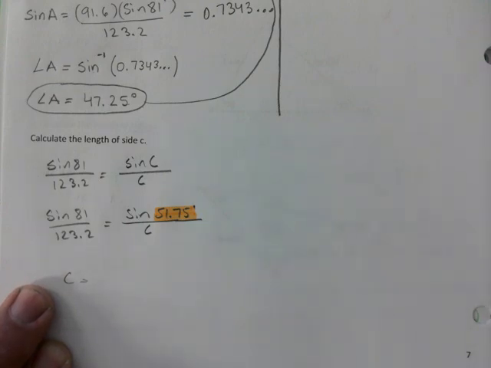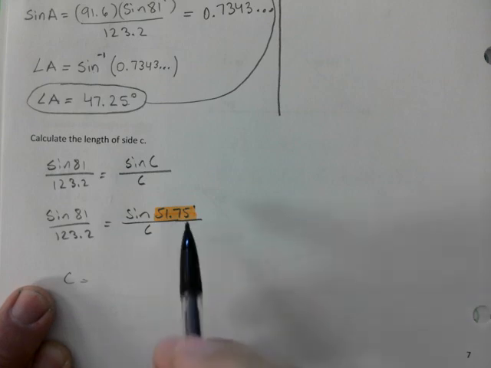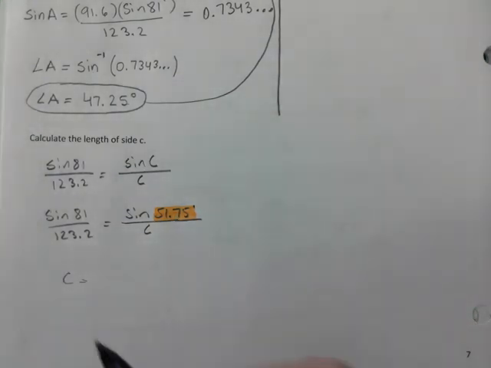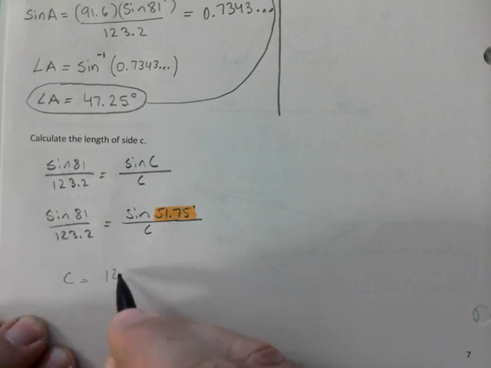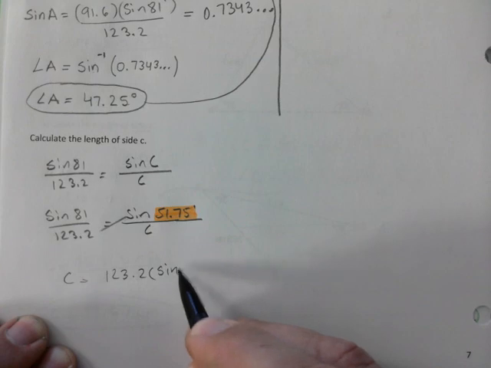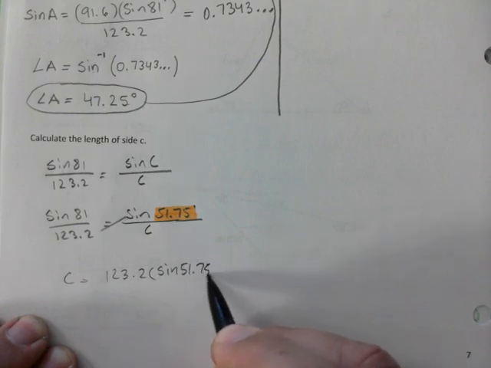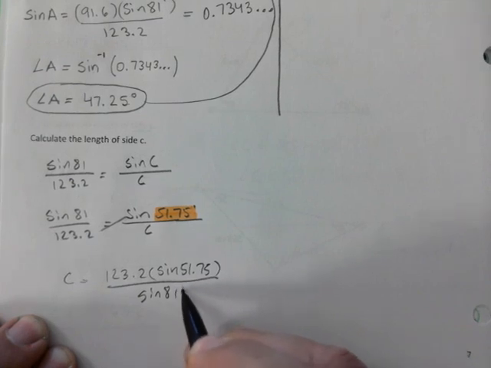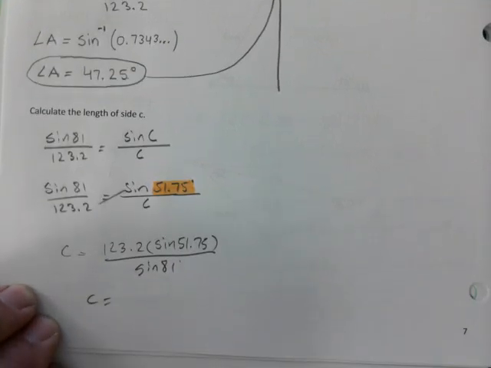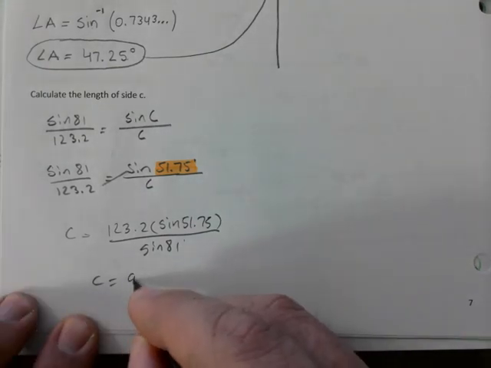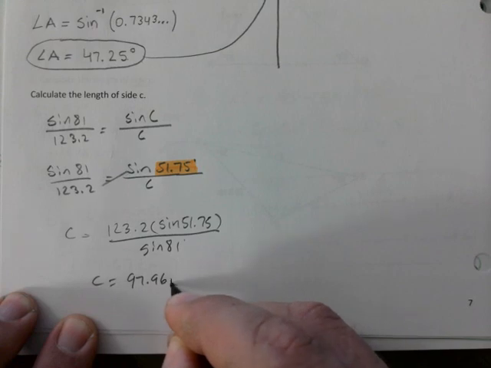Remember that. Why is there no inverse, Mr. Dixon? Because you're not figuring out an angle, you're figuring out a side here, okay? So watch out for that. So 123.2, right? You cross multiply these, and then you divide by sine of 81. And then we're done. Plug that in. You get 97.96 meters there.